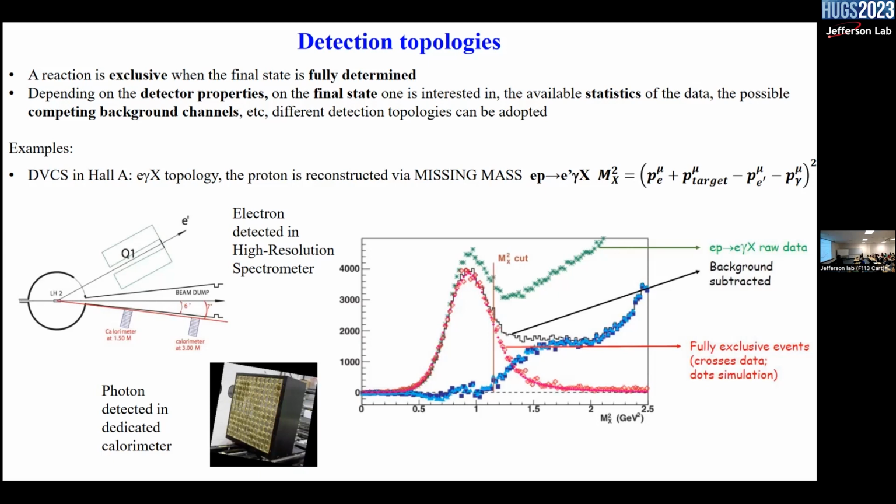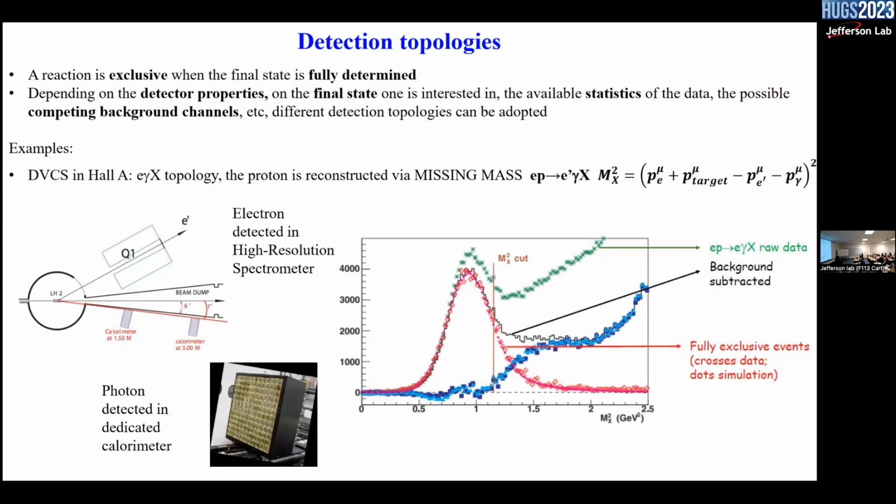So you then need to find, because there are competing channels that could give you an electron and a photon in the final state. The main one is the production of a pi zero. So if you have e p pi zero, either exclusive or a semi-inclusive production of pi zero, this would contribute to the background here. So then you have to do simulation and other techniques to try to subtract this background.